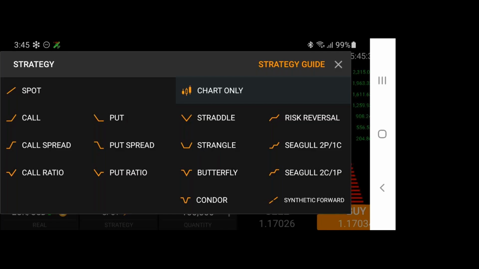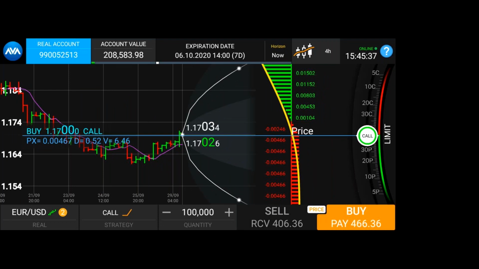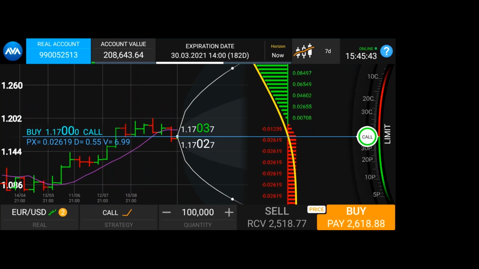But let's go for an option. Let's look at a call. This is a 1-week call option. Let's make it longer. Let's go for a 6-month call option. So like I showed you before, we're seeing plus and minus 2 standard deviations with that white arc in the center. On the right side, we have a scale that shows us delta.